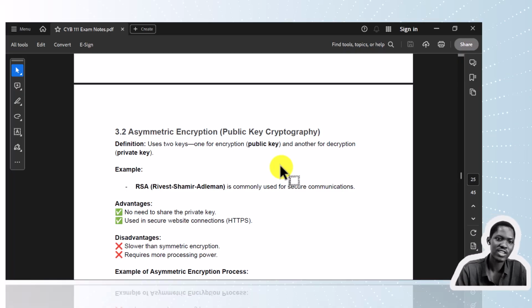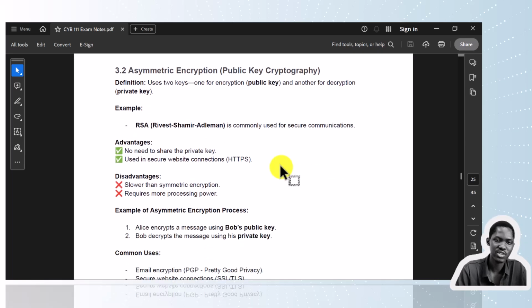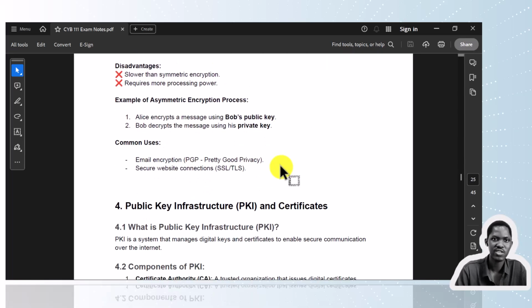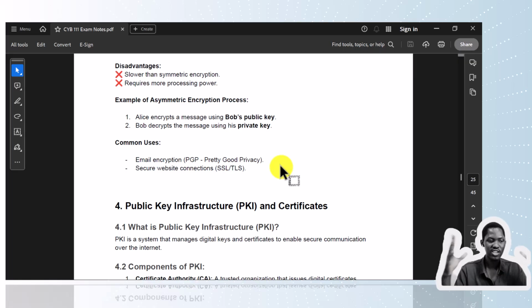So now, let's look at an example of the asymmetric encryption process. Unlike the symmetric, this is what happens. Let's say Alice and Bob want to communicate, the way they communicated using a symmetric key. Alice wants to send a message to Bob. So Alice will ask Bob for his public key. Bob has a public and private key combination. Bob will send the public key to Alice.